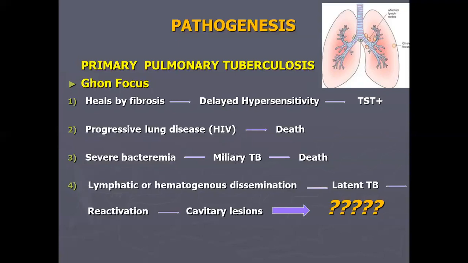And if not treated, along with the progressive lung disease, it can lead to the death of the individual. Lymphatic and hematogenous dissemination is there, and latent tuberculosis can develop. This latent tuberculosis can reactivate because of compromising factors, and there are cavitary lesions, death, and multiple organ involvement by Mycobacterium tuberculosis.